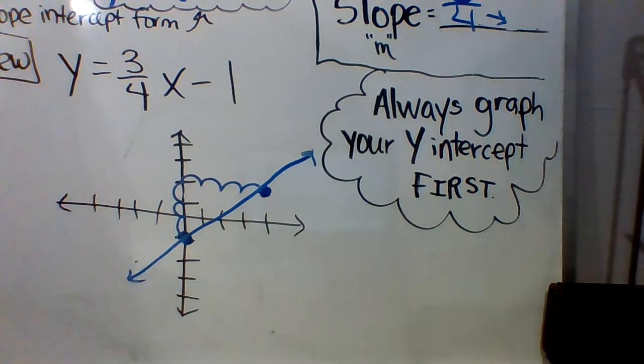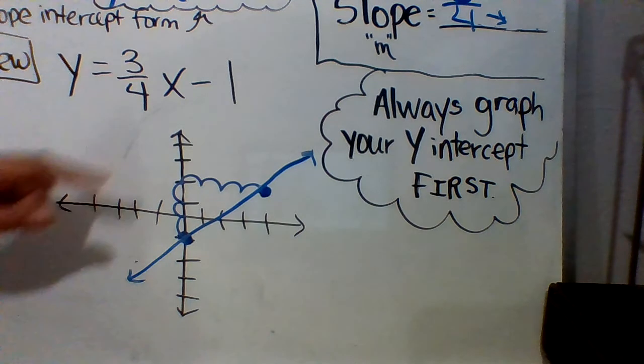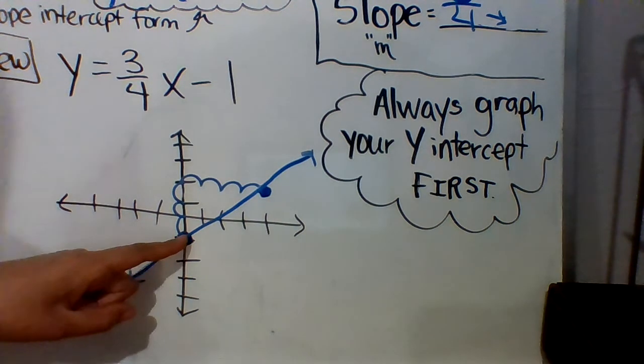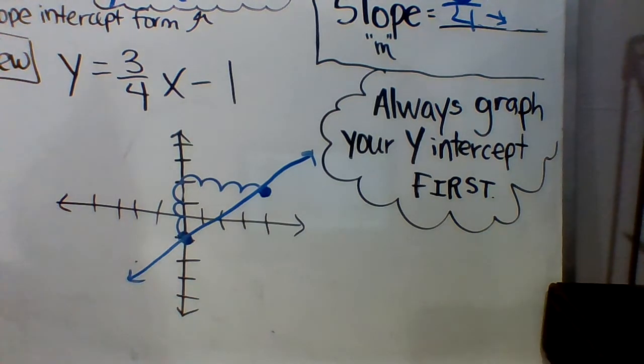Take a look at the screen and see what graph is this. Does it look more like graph A or does it look more like graph B? Notice that graph A crosses at the +1. And notice that graph B crosses at the -1, just like this one. So graph B is correct.